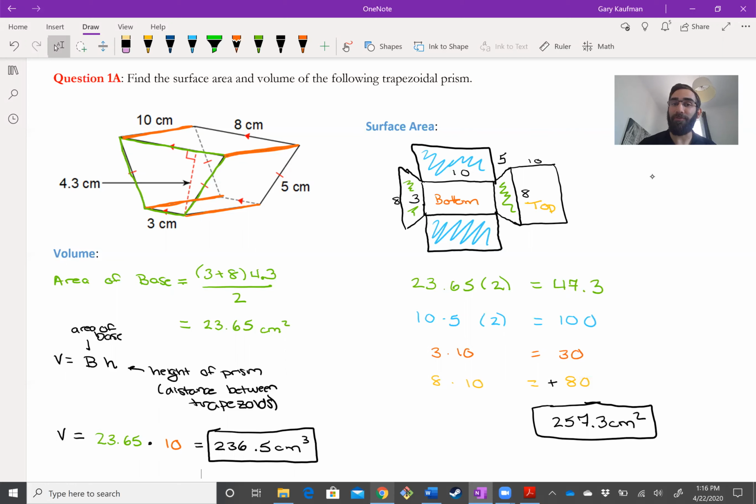I created a net for my surface area. I've color coded it. I've labeled it so you can see where the bottom matches the bottom of my trapezoid. The top is the top of the trapezoid. You'll see that I have 2 greens and 2 of the light blues. That's why there's the ×2, because I'm accounting for both of those sides in one. And I added those all up to get the surface area for the trapezoidal prism.